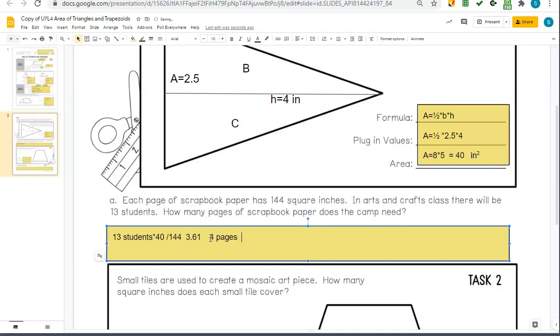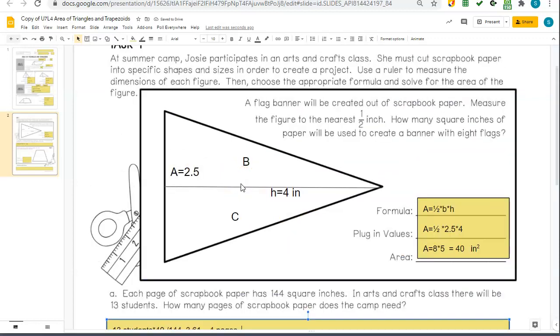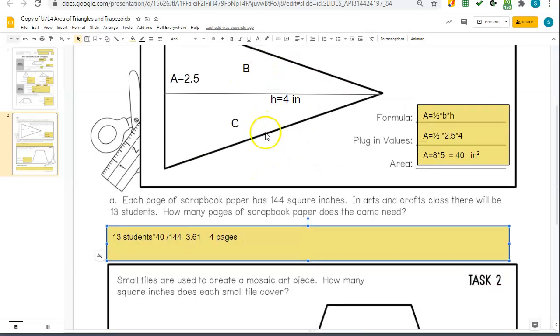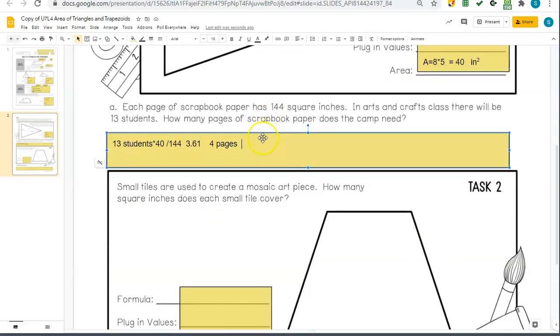Now that's a weird question because it assumes that we can use all the paper on a page, and I'm not sure we can do that easily. It depends on the shape of the paper. So this is a tricky question that I am not sure I agree with, but there was our first estimate. We would need a minimum of 4 pages.